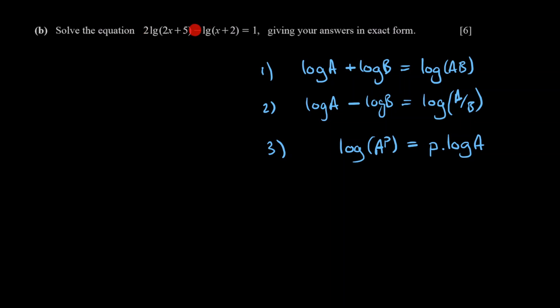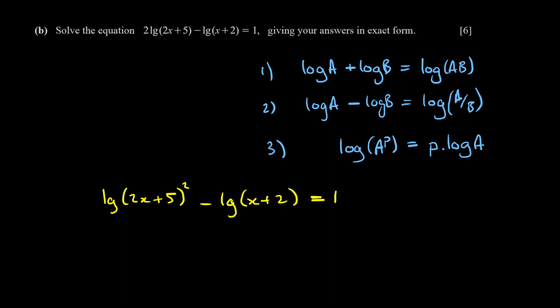Now, if we look at this equation, it's tempting to say, first of all, that we can use the second rule because we've got a log minus another log, but we can't do that. The reason for that is there is a number here, a coefficient for one of the logs. So when we've got that, we've got to deal with this thing first. The way we deal with that is we use the third log law. We convert the coefficient into a power. So what I'm going to do is I'm going to write this out as log of 2x plus 5 to the power of 2 minus log of x plus 2 is equal to 1.